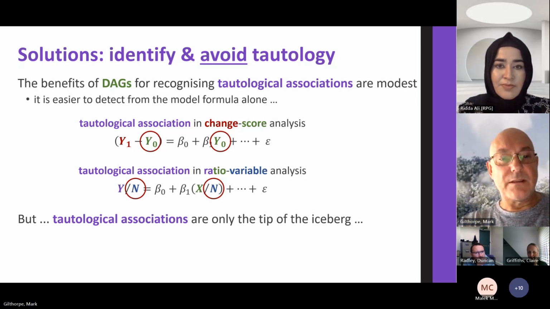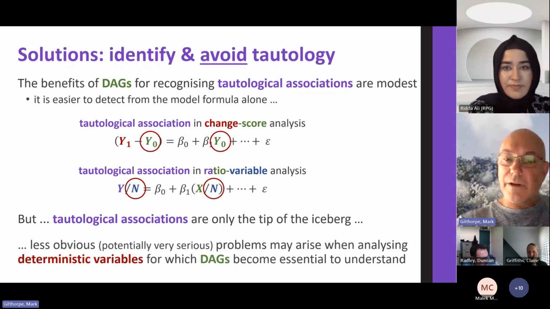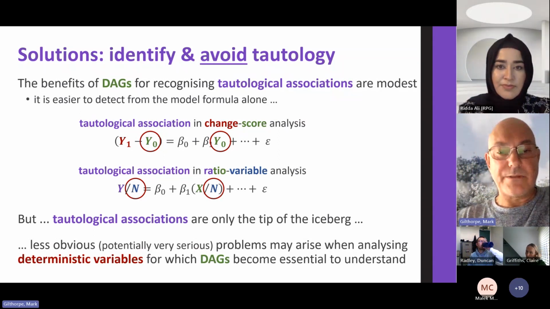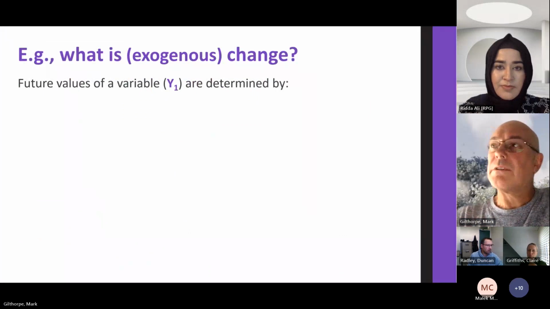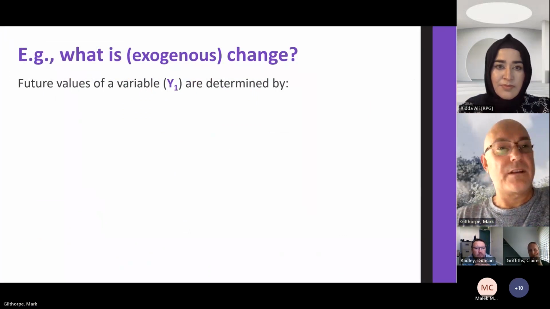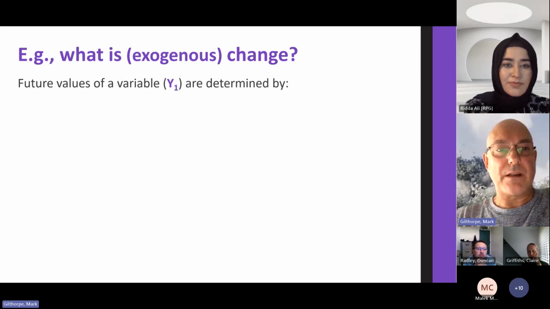But there are many situations which are far less obvious. And problems arise when we analyze deterministic variables, which we can't necessarily see as problematic unless we use DAGs to unpick the problems. So let's return to what we think we mean by change. What is exogenous change, as in external change in an outcome followed up over time?